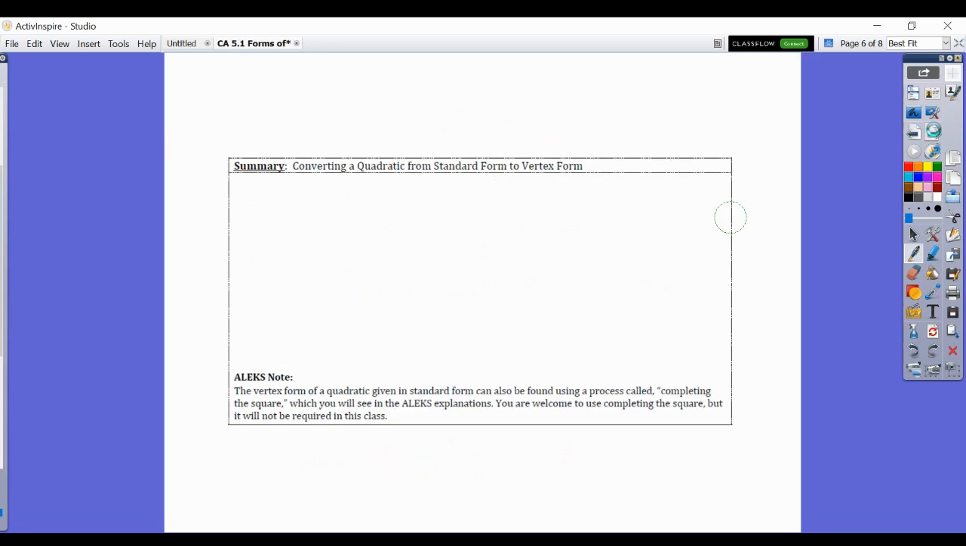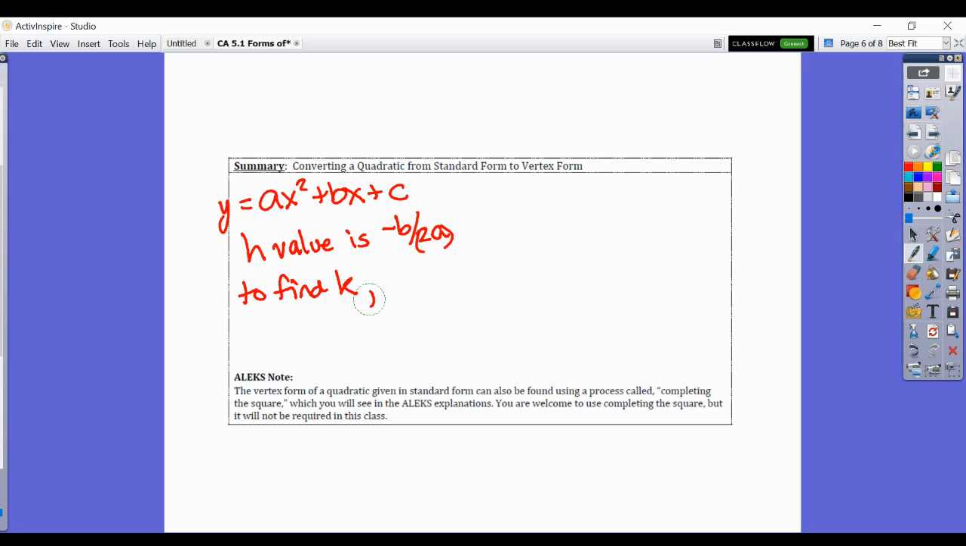We also can just kind of summarize all of this. So if we have standard form, ax squared plus bx plus c, we'll just say y equals, then we can find the h value is negative b over 2a. Make sure you multiply those 2a together. And then to find k, plug the h value back in for x to figure out what the y value is, which would be your k for the vertex.